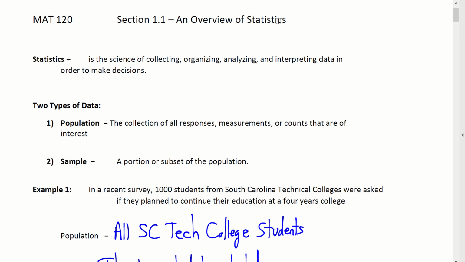In Chapter 1, we're going to give an introduction to some of the key topics and items that we're going to need to do in order to do statistics. In Section 1.1, we start with an overview. Statistics is the science of collecting, organizing, analyzing, and interpreting data in order to make decisions. Roughly, statistics is oftentimes broken up into two branches. There's the collecting, organizing part of the course, and that's referred to as descriptive statistics. And then the interpreting data in order to make decisions is sometimes referred to as inferential statistics.